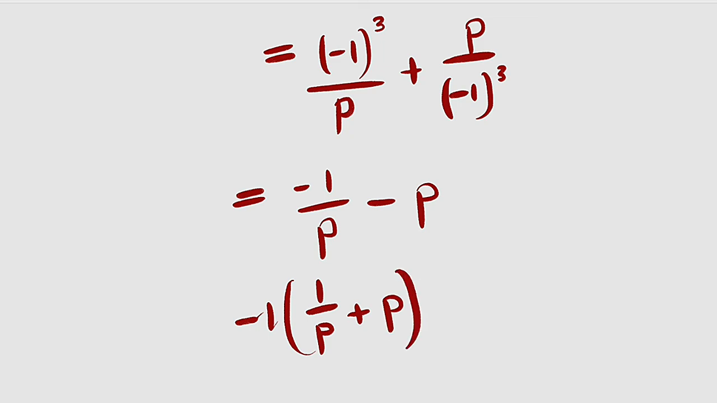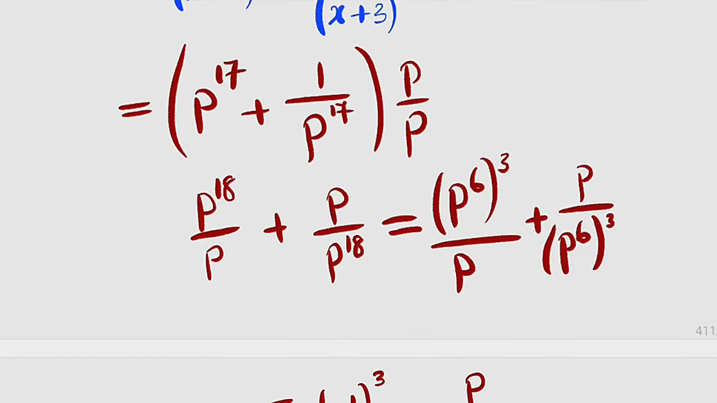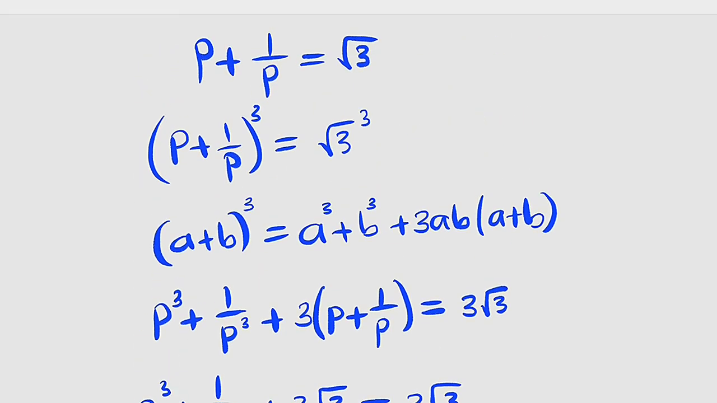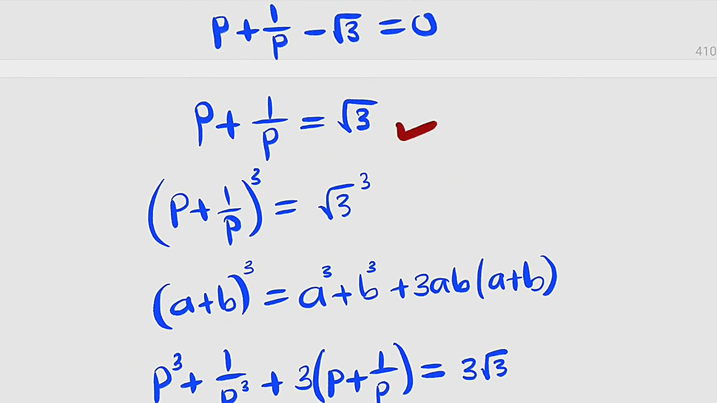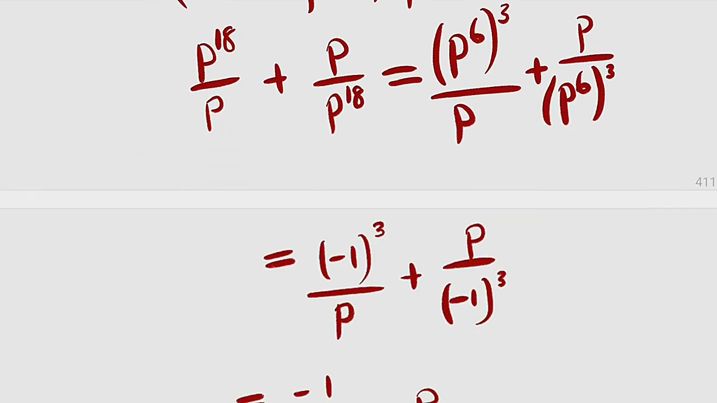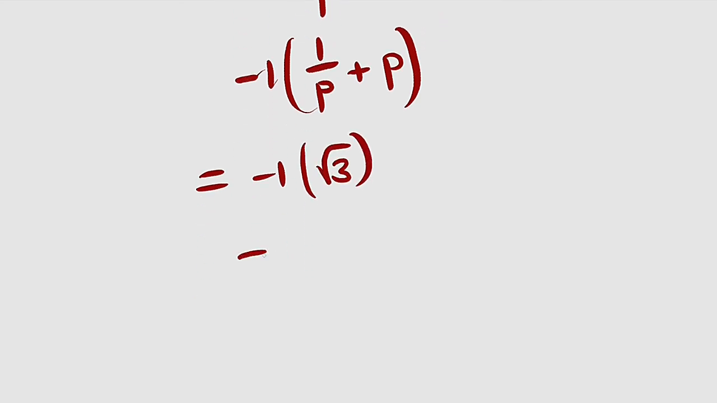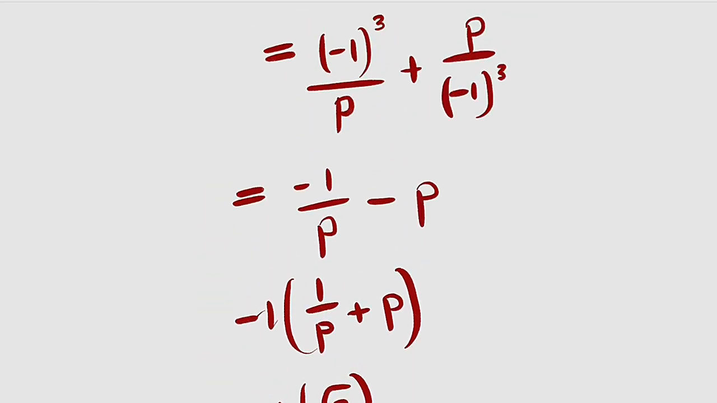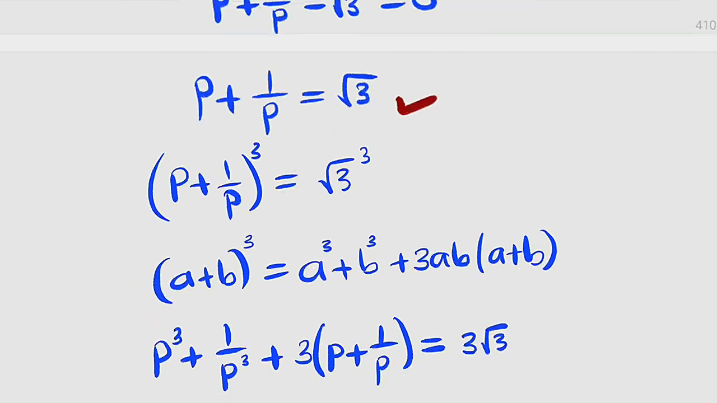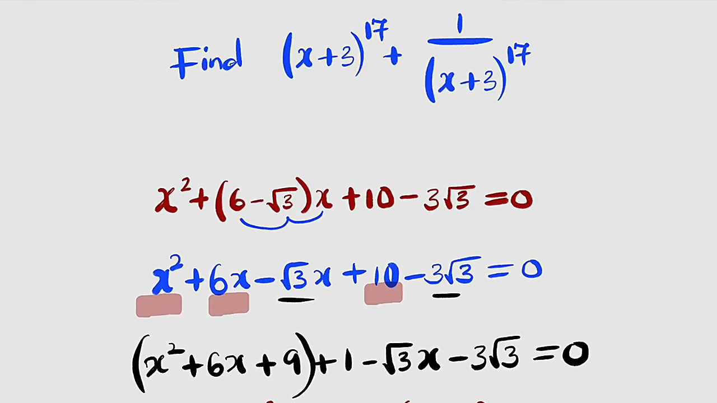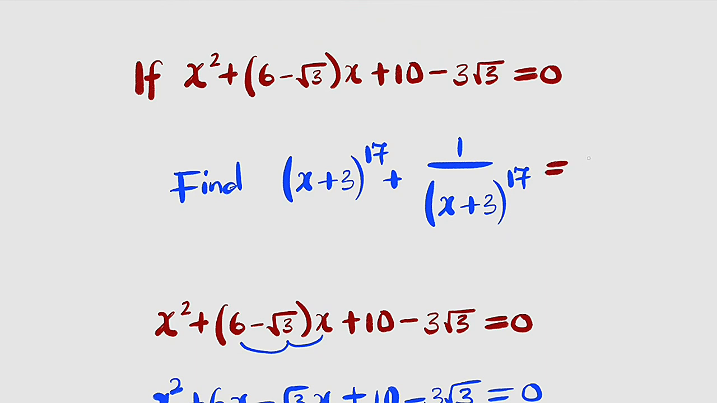But we have seen that 1 divided by P plus P is equal to root 3, since from here, can we find it? Look at it here. Is equal to root 3. So we substitute it with root 3. This is equal to negative 1 multiplied by root 3, which is what? Equal to negative root 3, which implies that the whole of that expression that we are looking for is equal to negative root 3. The whole of this is equal to negative root 3, provided that this equation is true.